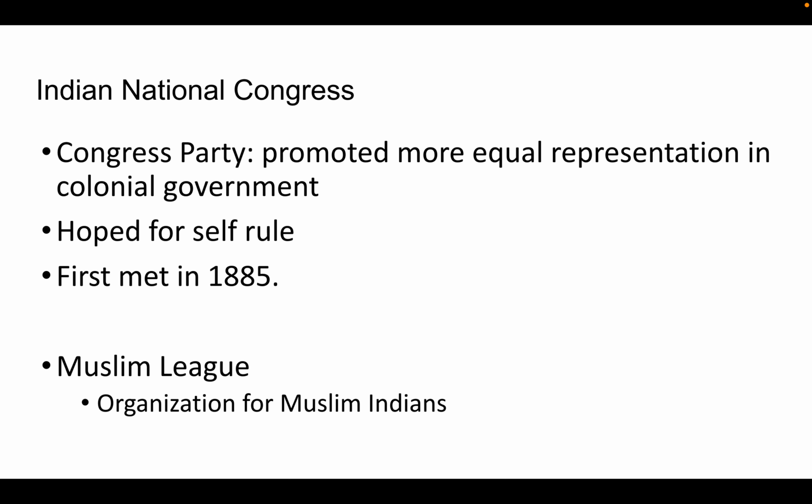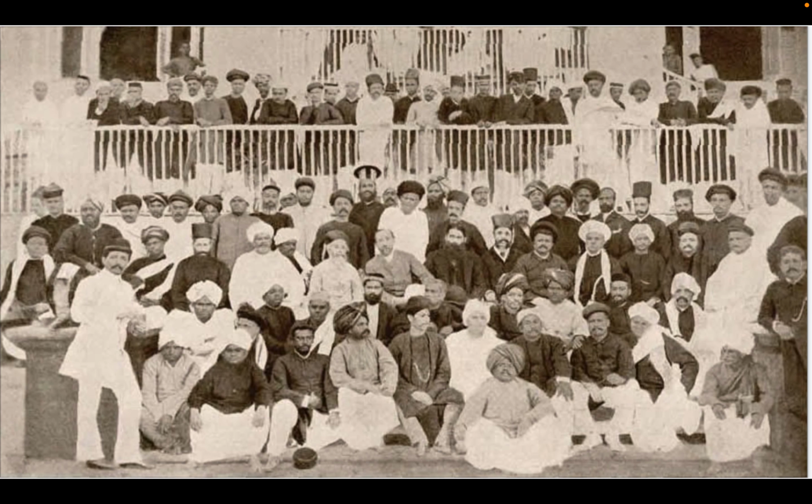The Congress Party was largely, overwhelmingly Hindu, and again, Hindus are the majority population of India. So in response, many Muslim Indians formed what was called the Muslim League, and they would advocate for similar things, but from the Muslim Indian perspective, not the Hindu Indian perspective.